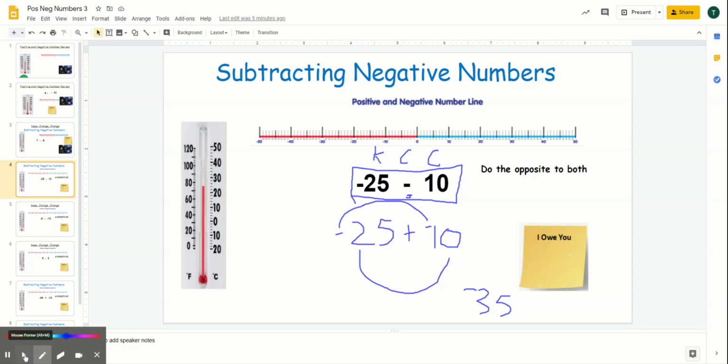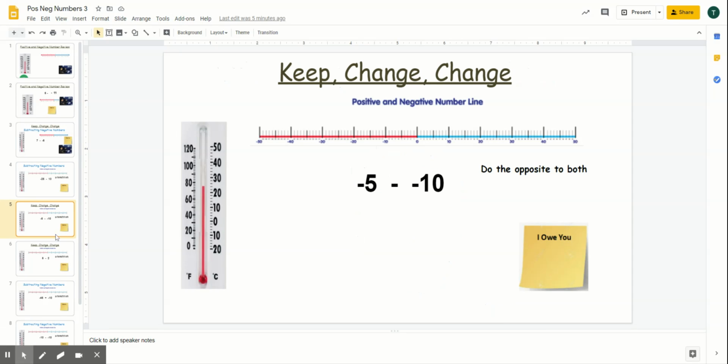A couple more here. Let's take a look. So what do we have? This is the double negative one again, which is good for this.